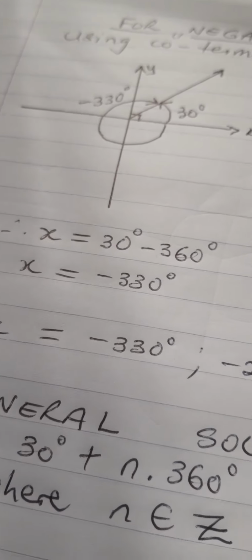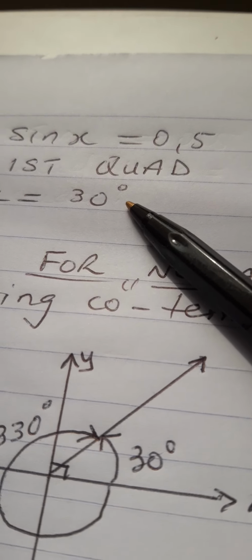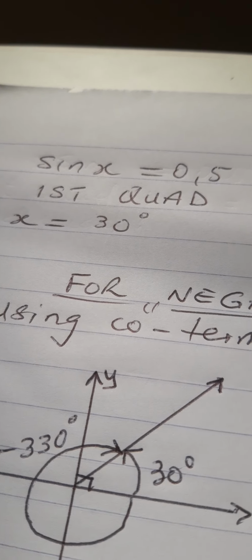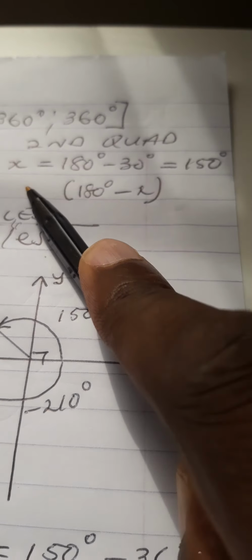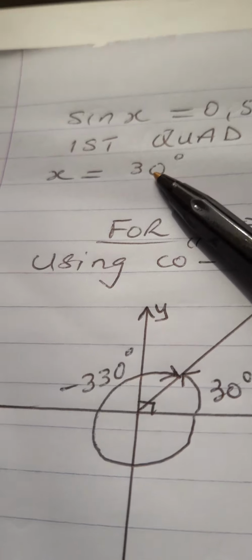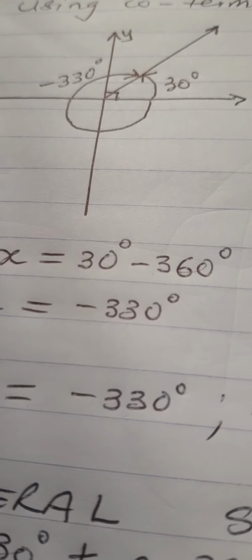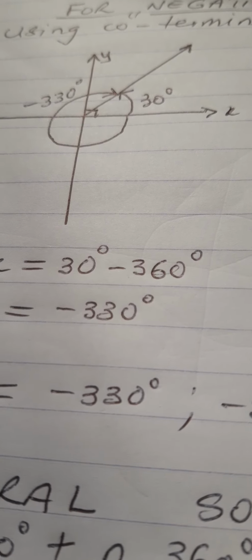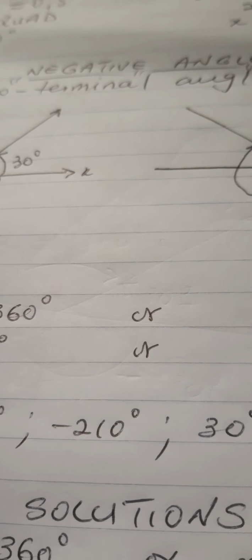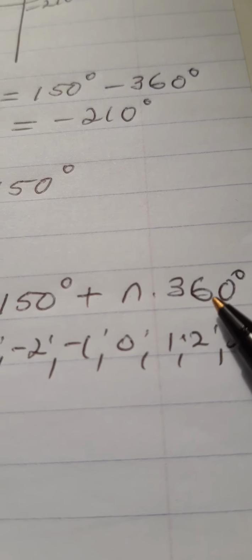Now, lastly, we look at the general solutions. How do we find the general solutions? Remember, you managed to get your first solution. Using your first solution, you got your two solutions, which are your positive angles. These positive angles are the angles that you're going to use to get your general solution. Therefore, the general solution is going to be 30 degrees plus n times 360 degrees. Why 360 degrees? Because the period of the sine function is 360 degrees. And also it's going to be 150 degrees plus n times 360 degrees.